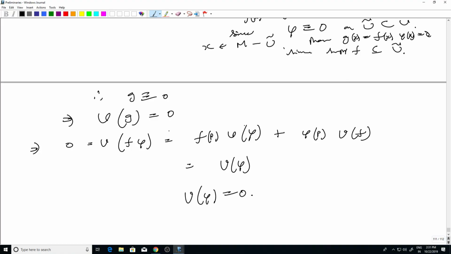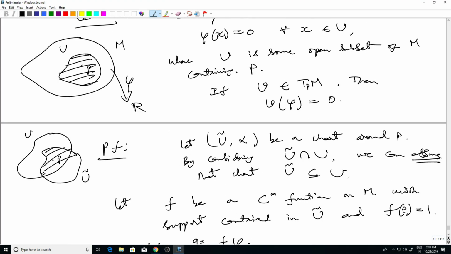So in the last lecture, I was in the process of completing the proof that the tangent space is n-dimensional. And so I was almost done. Now let me resume from this point.